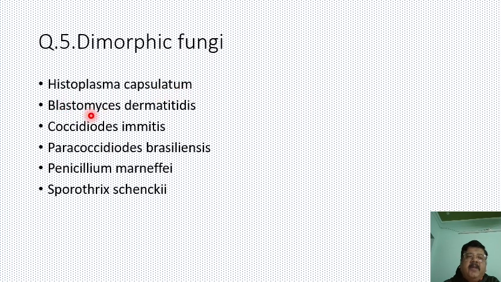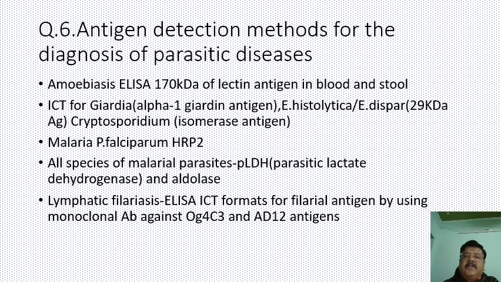Histoplasma capsulatum, Blastomyces dermatitidis, Coccidioides immitis, Paracoccidioides brasiliensis, Penicillium marneffei, Sporothrix schenckii. So these are the six dimorphic fungi. All of you know dimorphic fungi show two different morphological patterns. One is at 37 degrees Celsius, they are in yeast forms, and at room temperature or in the culture media, they are in mold forms. So these are the causative agents of systemic mycosis.